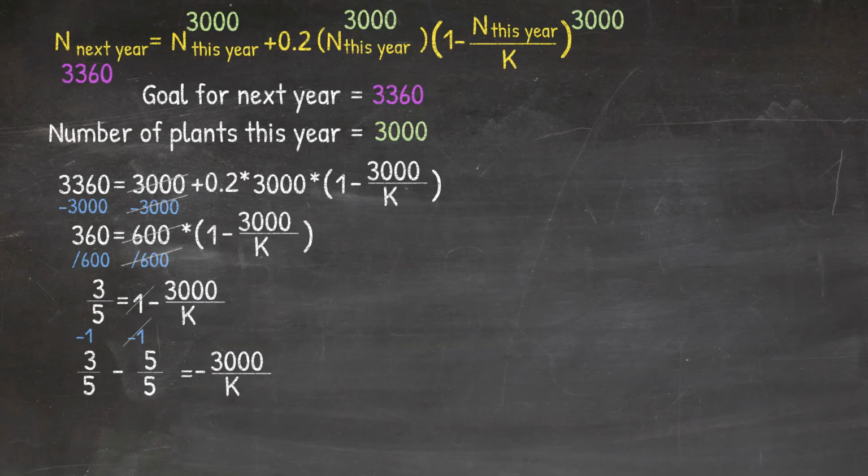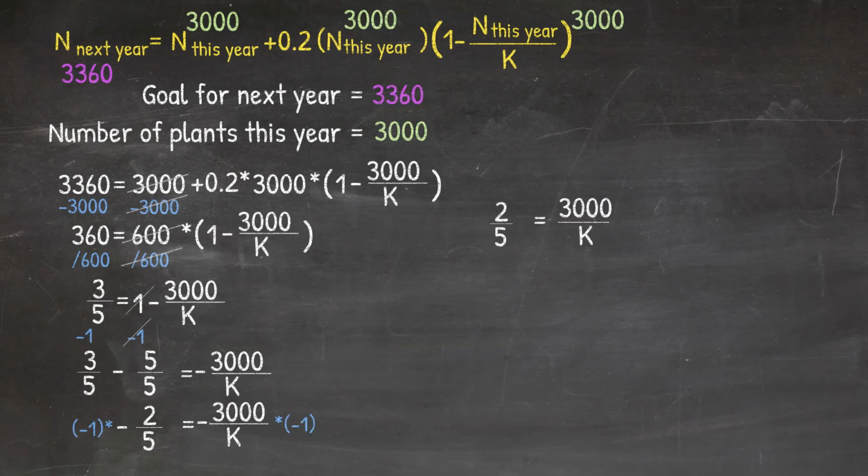3/5 minus 5/5, we work with numerators. 3 minus 5 equals minus 2. And the denominator is 5, so minus 2/5 equals minus 3000 over k. And then we'd again multiply by minus 1 both sides just to simplify the look. As a result, we'd be facing 2 over 5 equals 3000 over k.